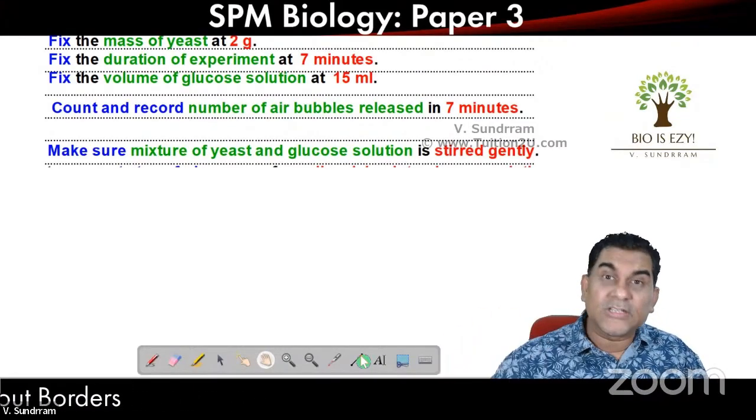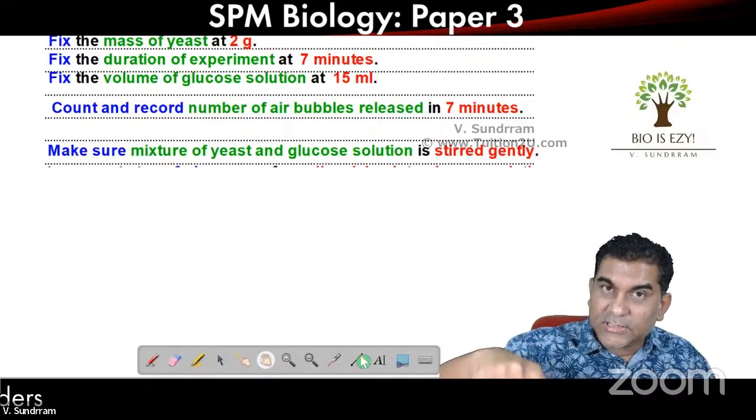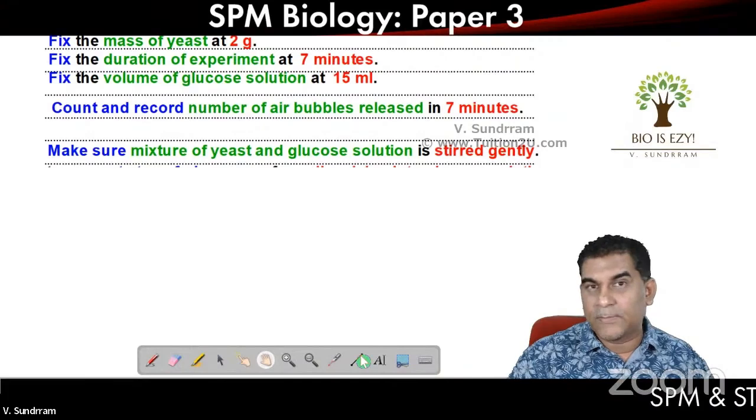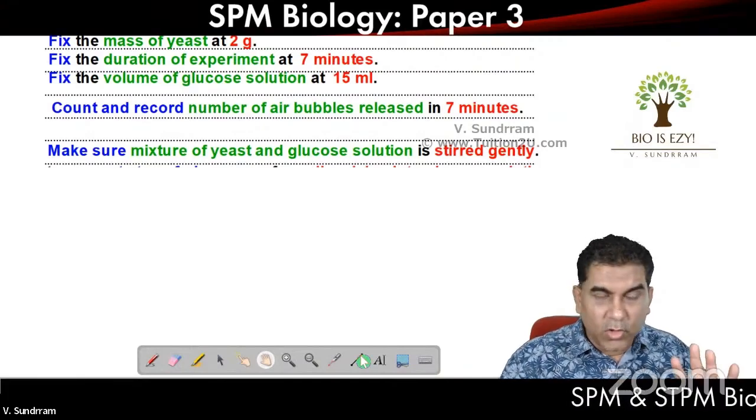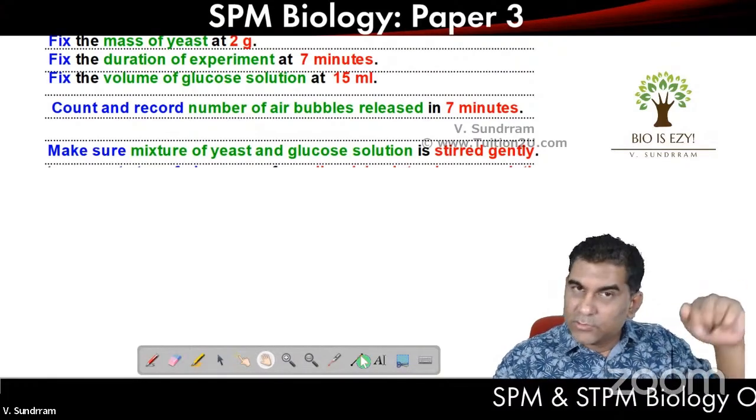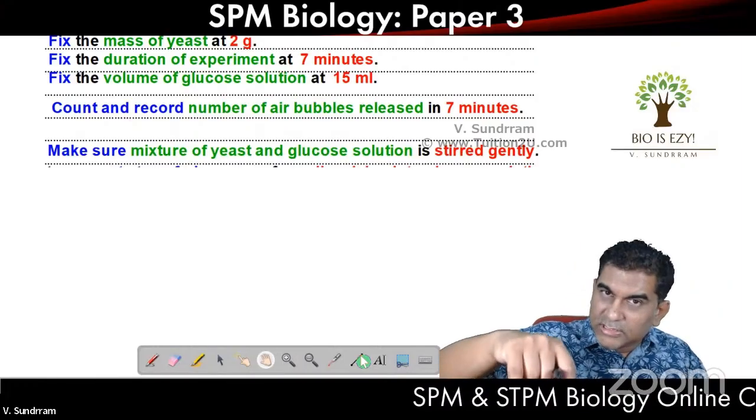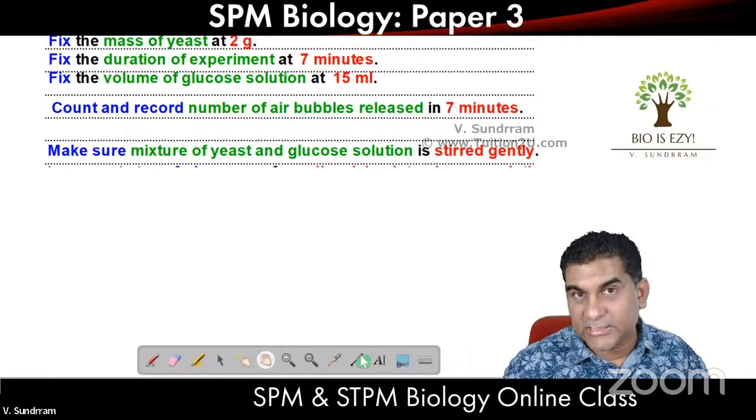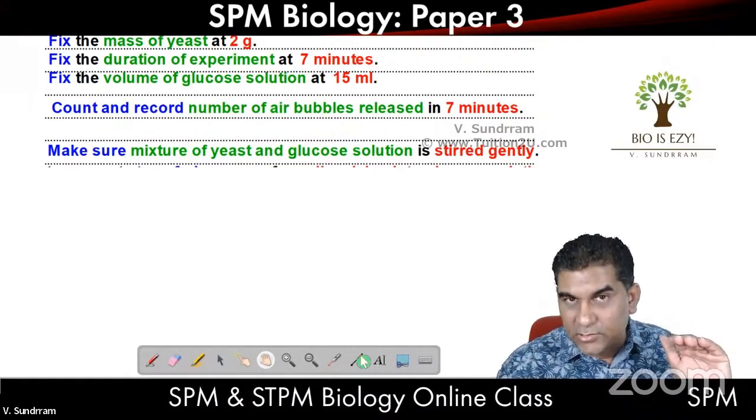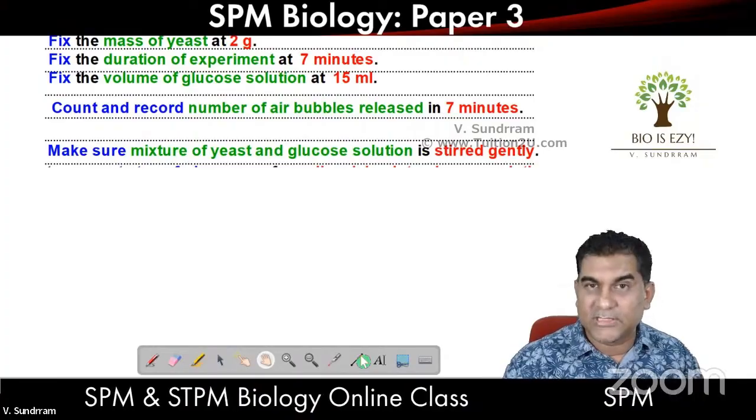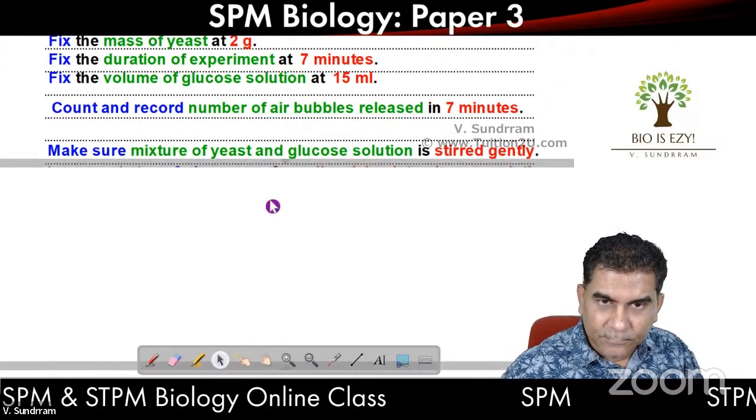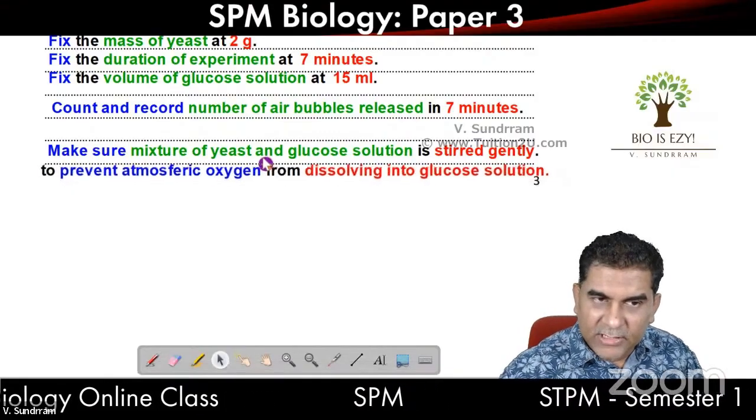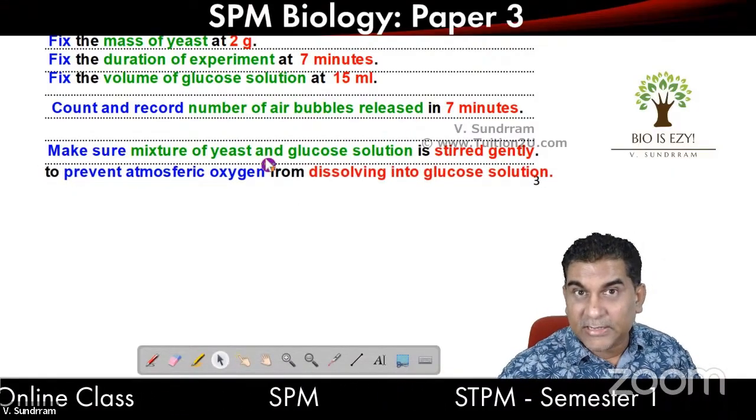gently and don't stir it too long, because when you stir the mixture, oxygen from the atmosphere will dissolve into the mixture. So we don't want oxygen from the atmosphere to dissolve into the mixture. So stir gently and for a while and then immediately continue with the experiment. Prevent atmospheric oxygen from entering into the mixture. So I repeat, what I've given here, the second sentence is the explanation.